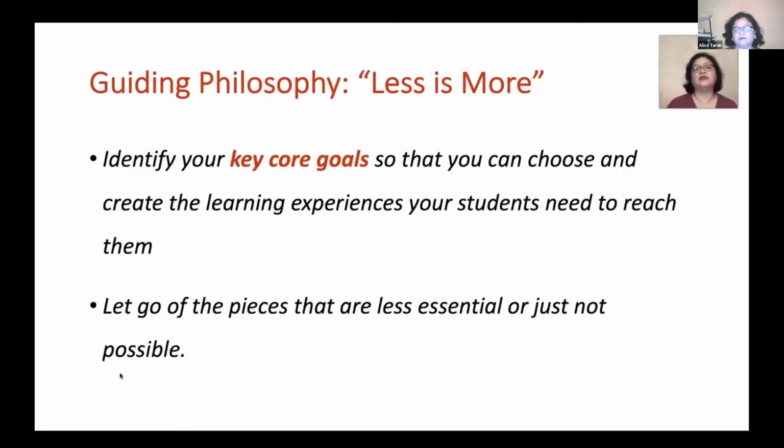Our guiding philosophy would be less is more. In teaching online, and this is not something unique to teaching labs, we really have to go down to the basics, identify key course objectives, and based on these objectives, we then can choose and create the learning experiences that we would like our students to have.